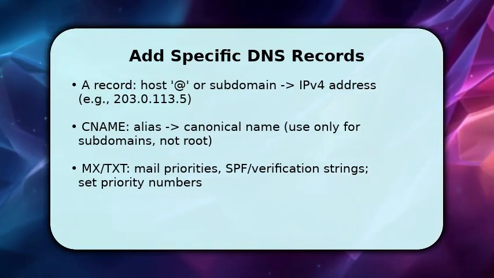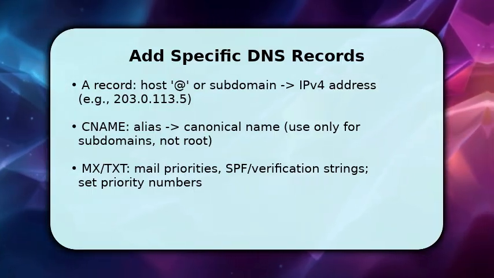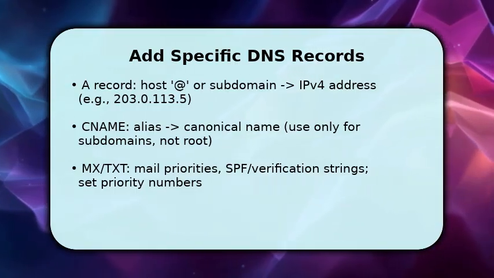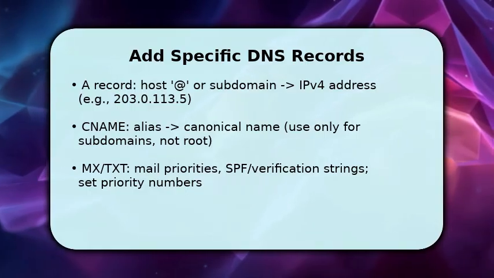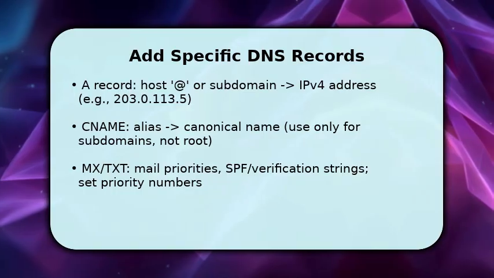For A record, set host as @ for root or a subdomain and paste the IP for address. For CNAME, use the subdomain and point to the canonical domain. For MX records, enter the mail server hostname and a numeric priority. For TXT, paste SPF or verification strings exactly.